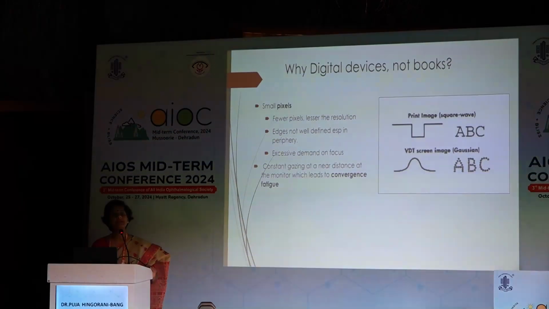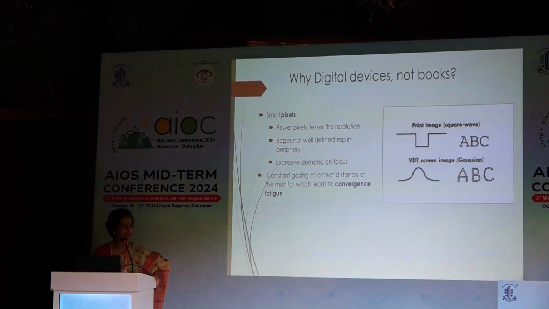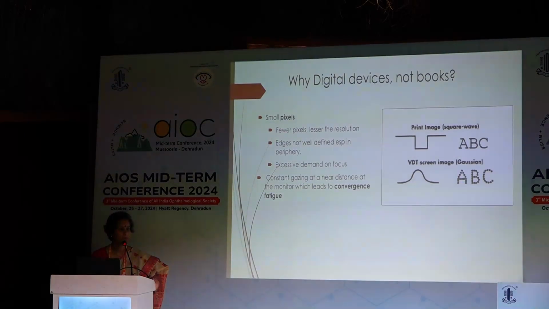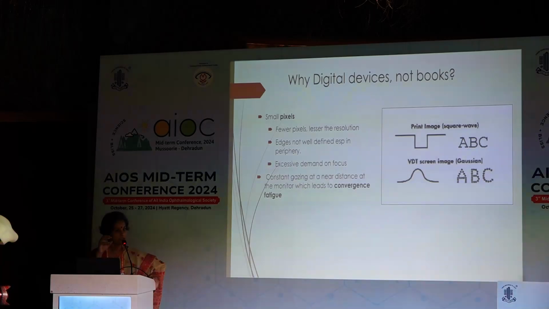So why is it that a digital device and not a book can cause strain? Because the simple answer, or the simplest answer, is pixels. Because the book doesn't have pixels, it has a print. Pixels are clearer in the center than in the periphery, and they lead to more of an eye strain.